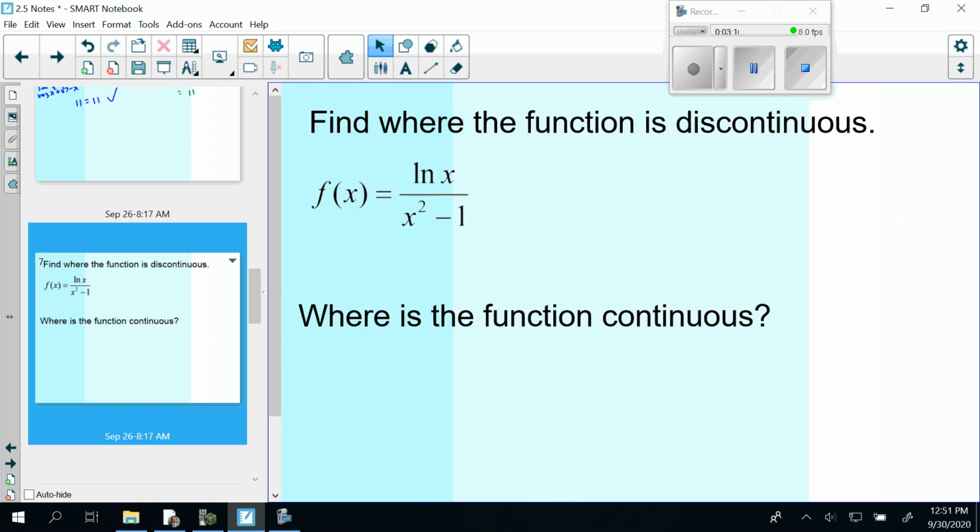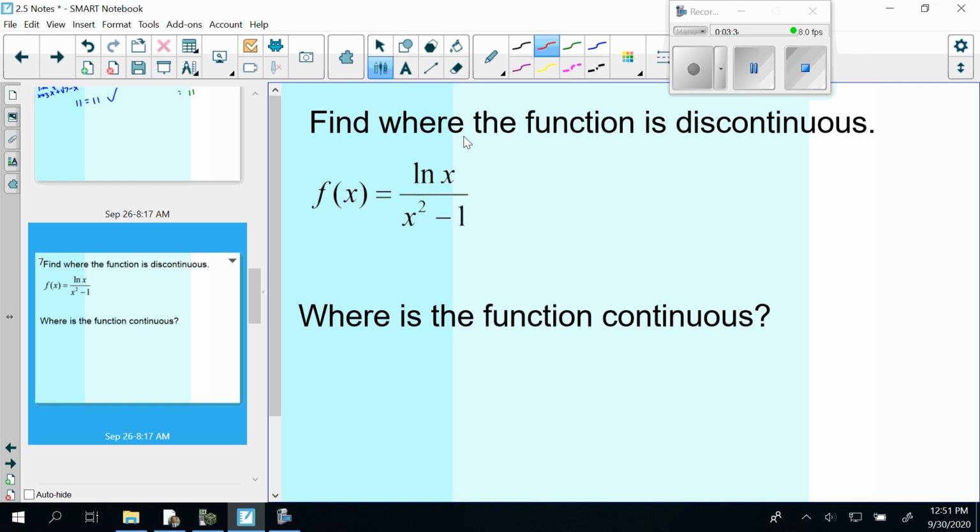Find where this function is discontinuous. And also they want to know where the function is continuous. So discontinuous, we're checking: are there any places, top or bottom, where the function would not be continuous? Now the top is not a polynomial, it's a natural log function. So where do we know natural log is not continuous?